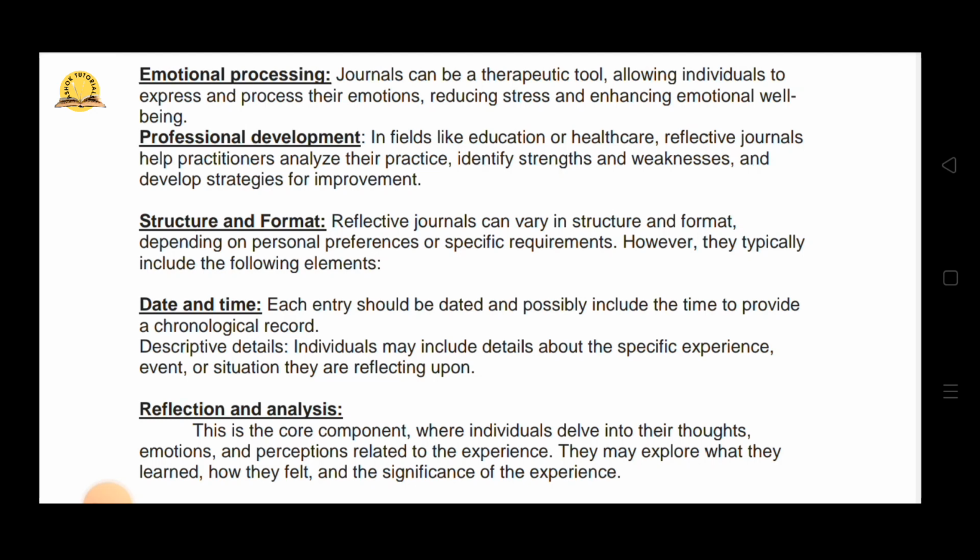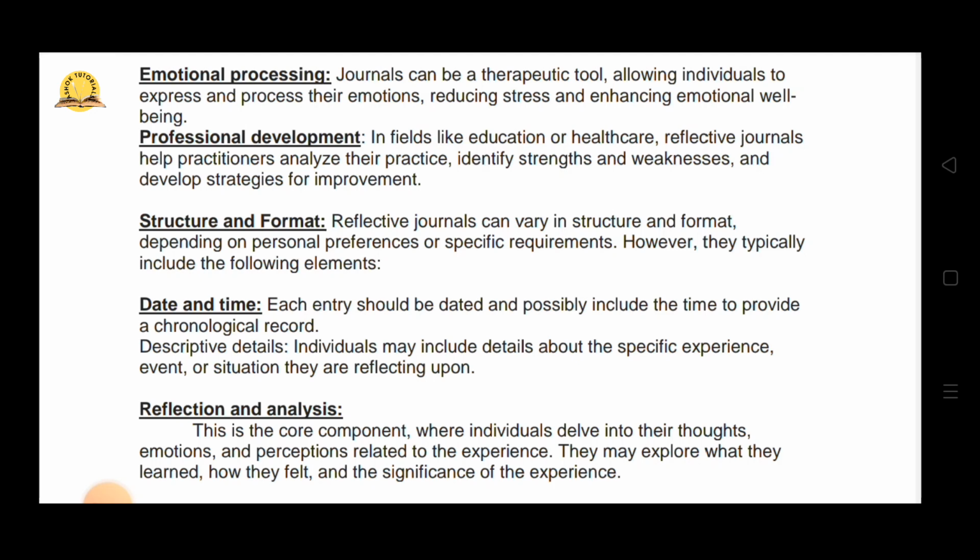Then structure and format. So what should be the structure and format? Reflective journals can vary in structure and format depending on personal preferences or specific requirements. However, they typically include the following elements. See, they are saying that according to our requirement, the format of the reflective journal may differ. However, for a generalized format of reflective journals, we may consider the following points given.